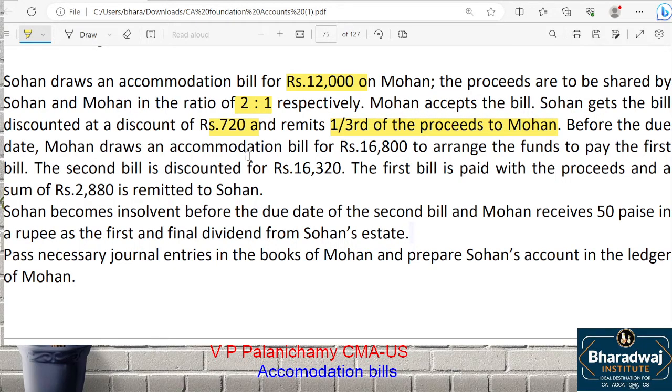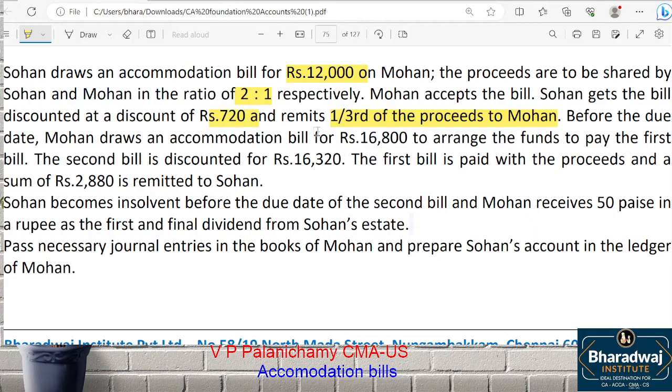Before the due date, Mohan draws a second bill for 16,800 to arrange the money for paying the first bill. The second bill got discounted for 16,320. The first bill is paid and 2,880 is remitted to Sohan. Sohan became insolvent before the due date of the second bill. Mohan receives only 50 paise in a rupee from Sohan.